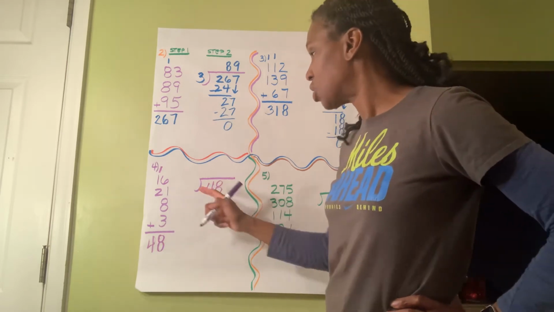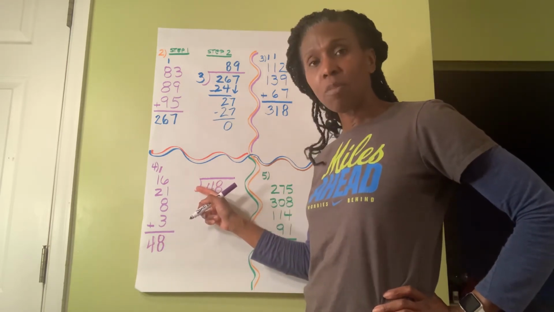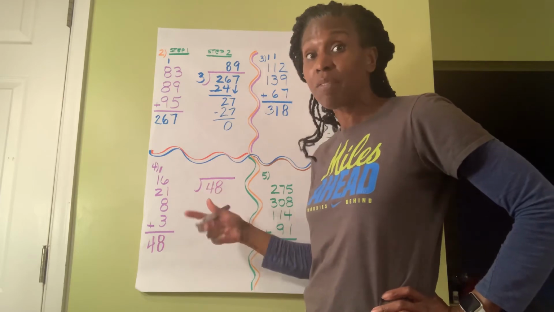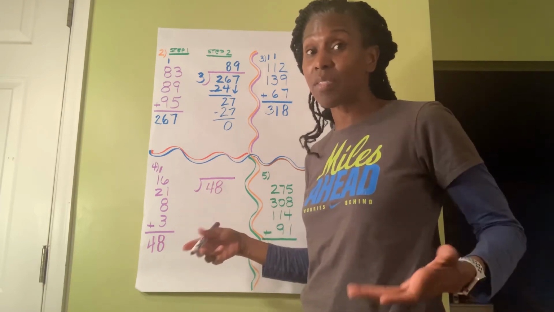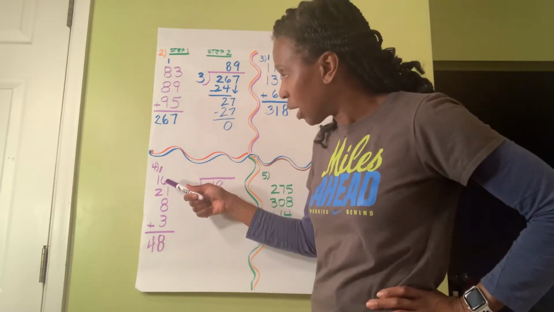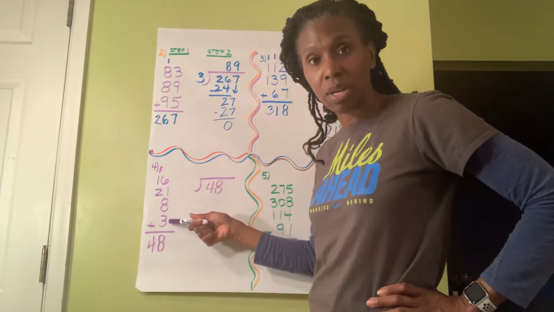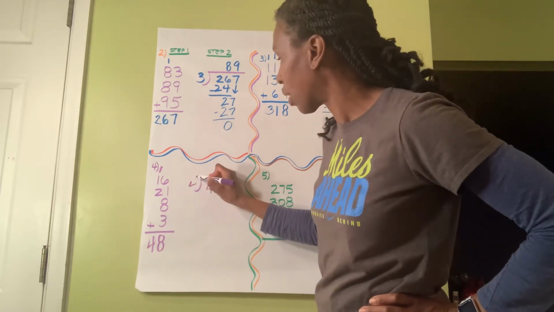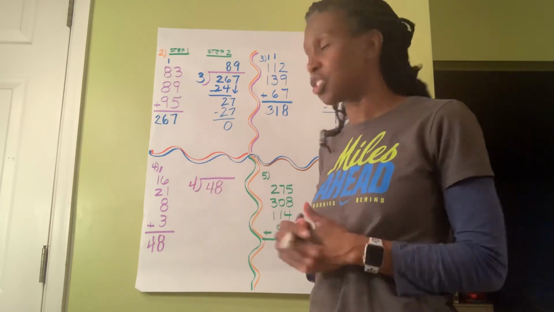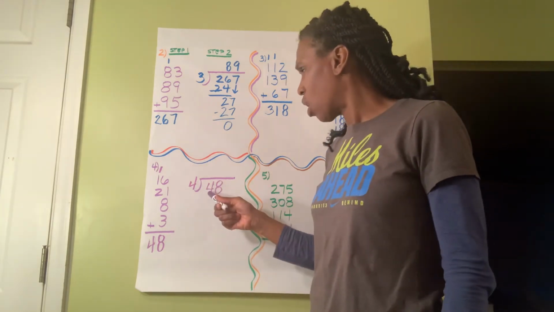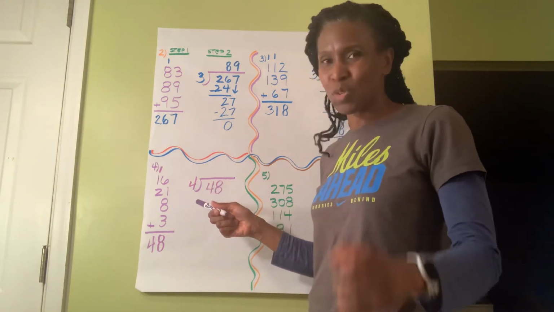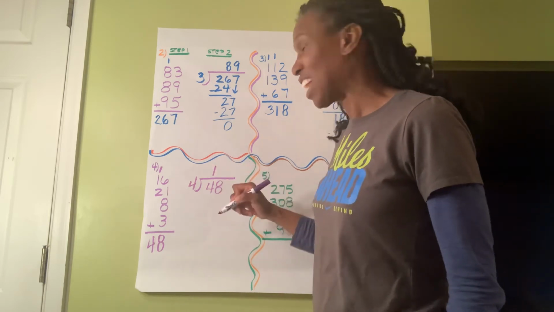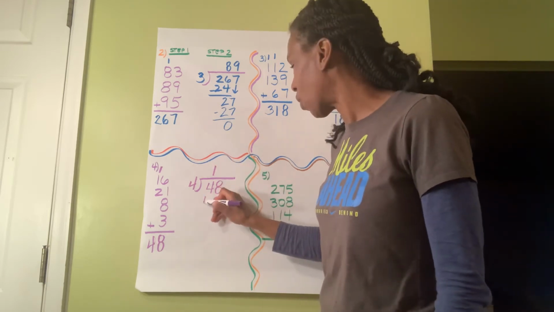But the question is, what's my divisor? Now remember, the divisor is the number of numbers that you added together to begin with. Well, I had 1, 2, 3, 4 numbers. Okay, so 4 is my divisor. All right, so now let's just divide. 48 divided by 4, well 4 divided by 4 is 1. Okay, and I multiply. 1 times 4 is 4.